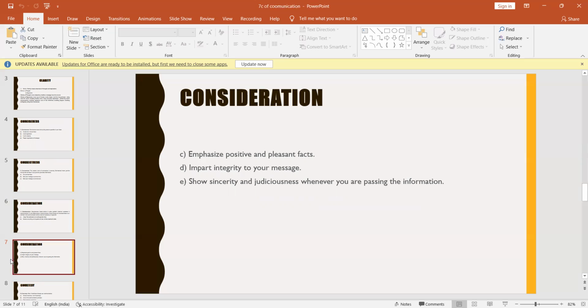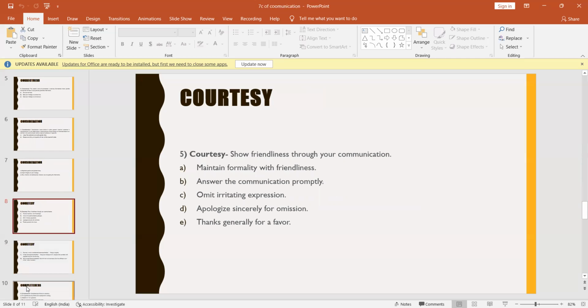the same way. Coming to courtesy, courtesy is a kind of attitude that we show to other people. So show friendliness through your communication, maintain formality with friendliness, answer the communication promptly, omit irritating expressions, apologize sincerely for the omission of facts, and thank generously for a favor. Whenever you show these attitudes, it will give you the same thing from the receiver's side also.